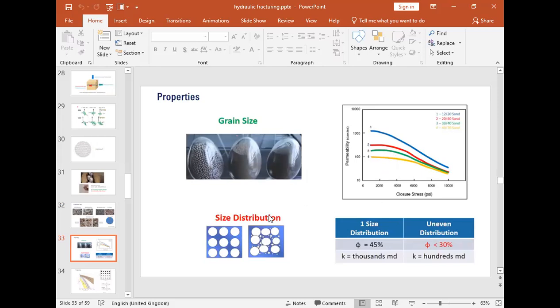So the size distribution also matters. If I have a proppant that has a uniform size, I expect to have a porosity of at least 45% at the end of the day, which will increase our fracture permeability. But if I have an unevenly distributed proppant, you now realize that the permeability at the end of the day is going to be lower than 30%. So you can see how various parameters of our proppant can go a long way in giving us the characteristics of that particular hydraulic fracture after the hydraulic fracturing job.